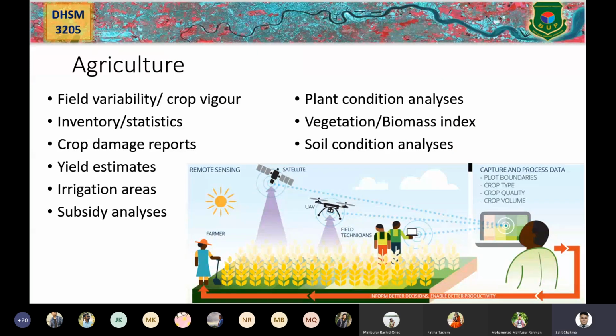So the first one, we may talk about agriculture, because it's one of the fields that is very highly used in remote sensing, or this field uses remote sensing technology. For example, in the Western world, precision farming is very popular. So what is precision farming? I think I have already discussed precision farming in our previous classes.